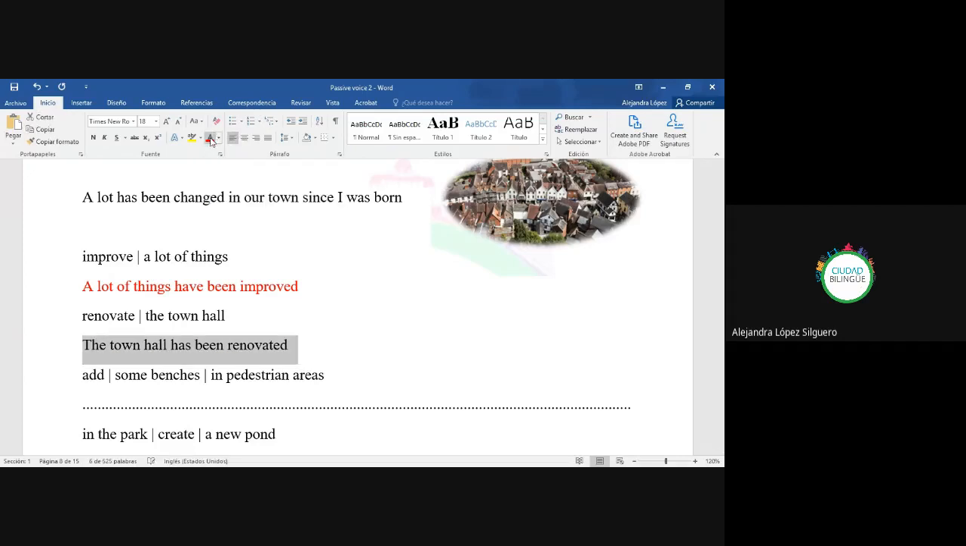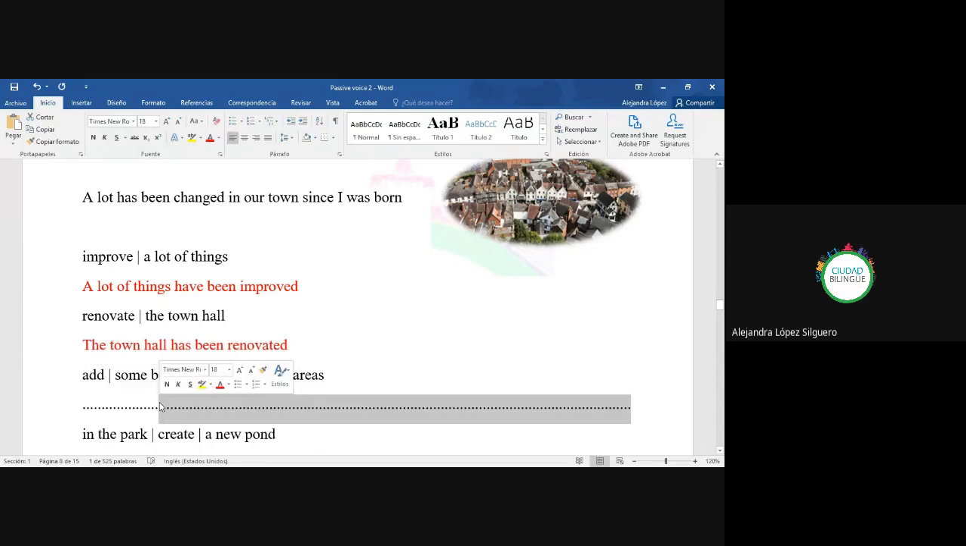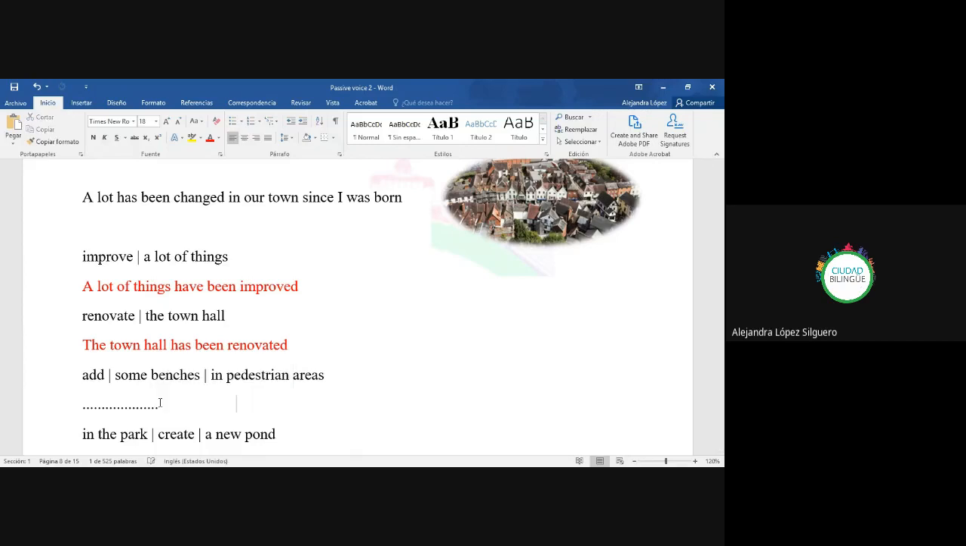Please, the other ones, I want to read the answer for anyone else, okay? Por favor, necesito que todos participemos en esto también. This one, we have add some benches and in pedestrian areas. Okay? Benches is like las bancas, sí, bancas. And pedestrian areas, las áreas peatonales. Let's see. What's the answer?